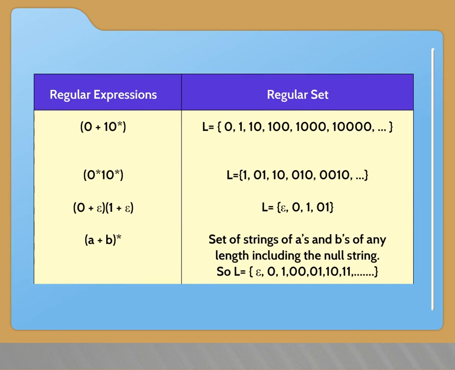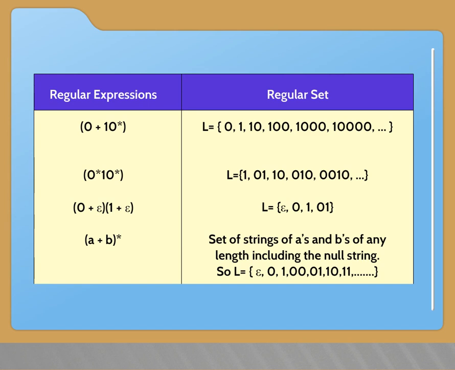Regular expressions. Regular set: 0 plus 1 0 star, L is equal to 0, 1, 1, 0, 1, 0, 0, 1, 0, 0, 0, 1, 0, 0, 0, 0, and goes on. 0 star 1 0 star, L is equal to 1, 0, 1, 1, 0, 0, 1, 0, 0, 0, 1, 0, and goes on. 0 plus epsilon into 1 plus epsilon, L is equal to epsilon, 0, 1, 0, 1.